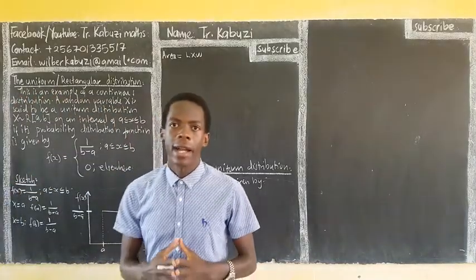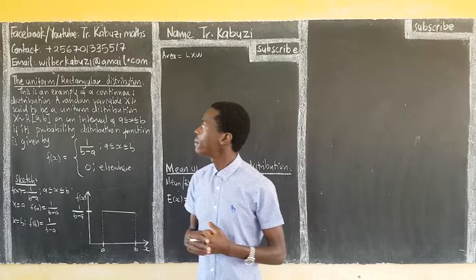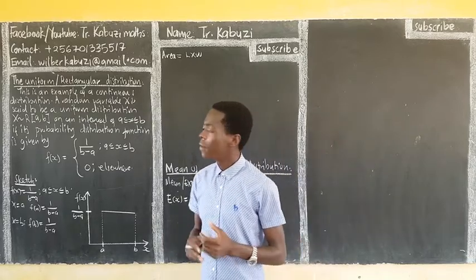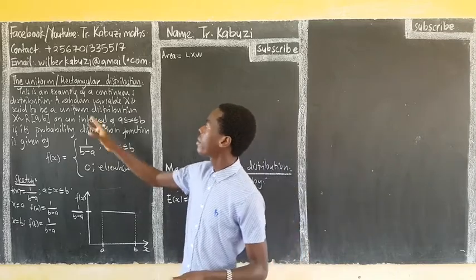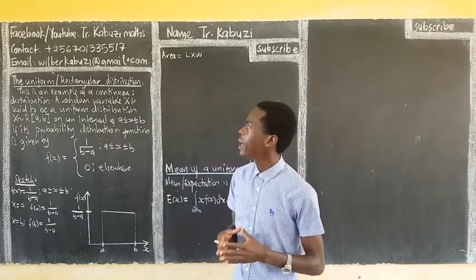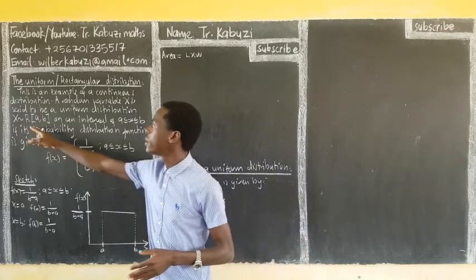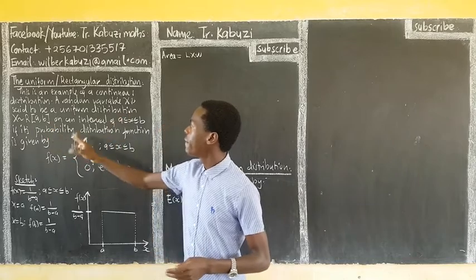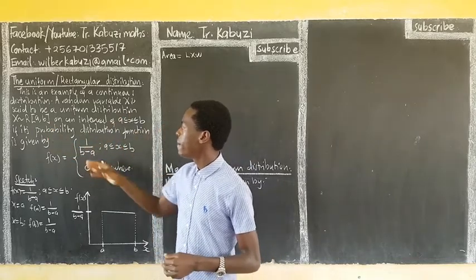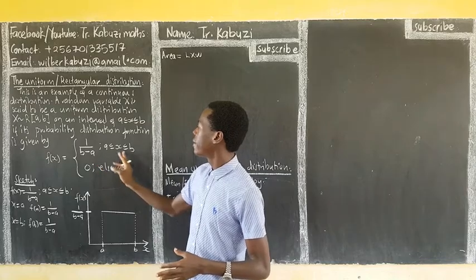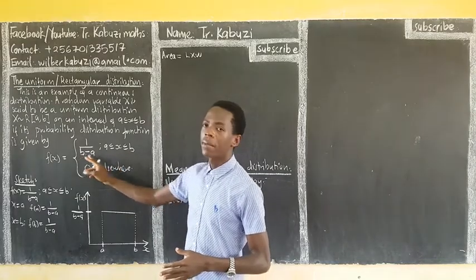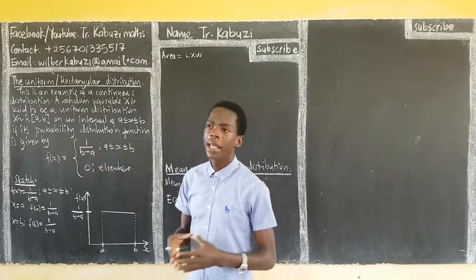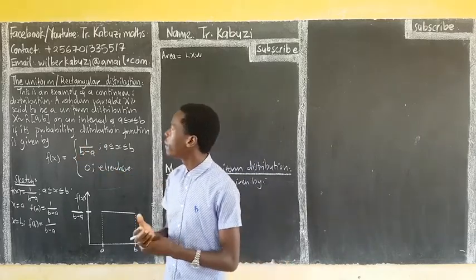Now members, we are going to focus on a uniform or rectangular distribution. A random variable x is said to follow a uniform distribution on the interval a to b if its probability density function is given by this. The moment you see that the interval's endpoints are subtracted and the result is a fraction, that's what we call a uniform distribution.